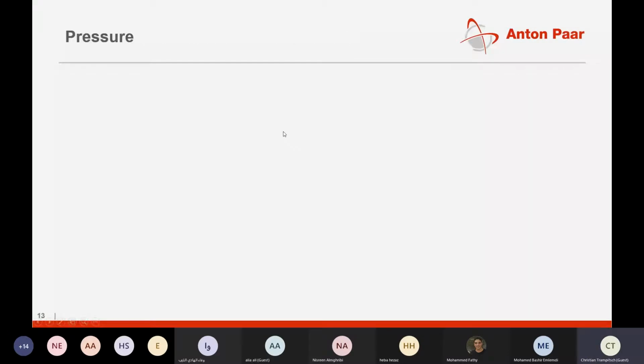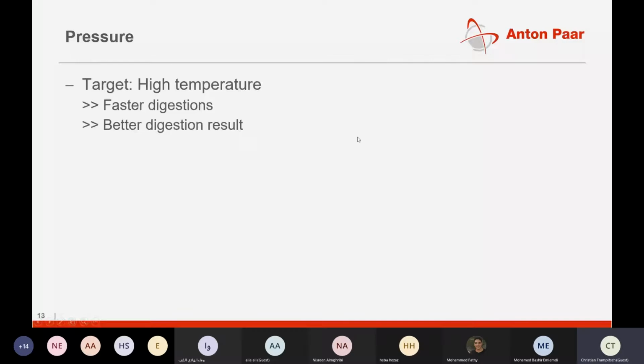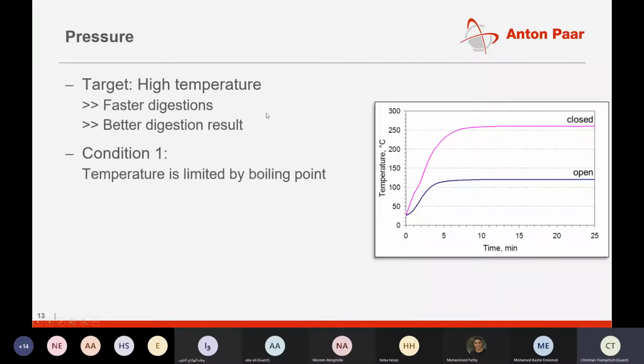Let's have a look at the pressure. So our target, we know, is high temperature, faster digestions, and better digestions. The problem here is that the temperature is limited by the boiling point of the acid. With nitric acid, this is in the range of 120, 130 degrees. So when we want to reach higher temperature, we cannot do that in an open system. We have to close the system. We have to use a closed vessel like a pressure cooker.